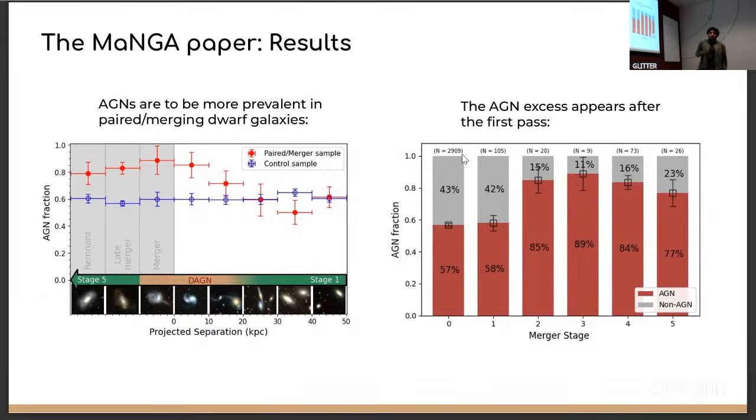What we found, mind you, for dwarf galaxies, is that yes, there seems to be a correlation and an increase in the AGN fraction as the merger progresses. This increase becomes quite noticeable after the first pass of the merger process, which happens between stages 1 and 2.